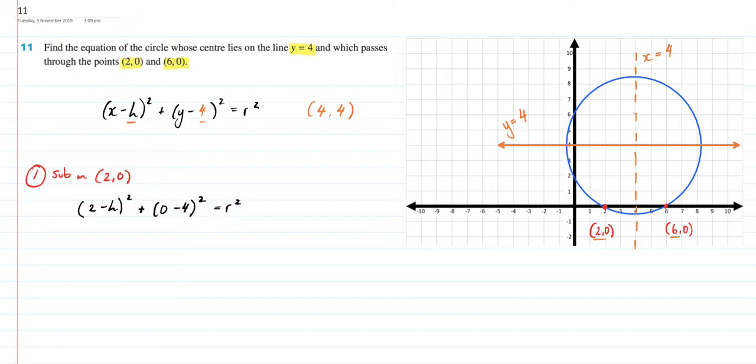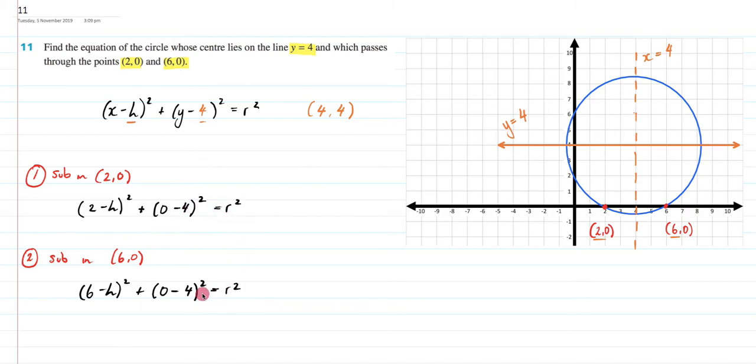So that's one equation, and then my second equation will be equation 2, and I'm going to sub in (6, 0). So what I'll be left with is 6 minus h squared plus 0 minus 4, squared, equals r squared. Sorry, I wasn't paying attention earlier. Sometimes I just get into the zone and forget what I'm doing.